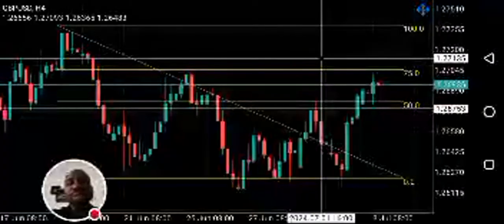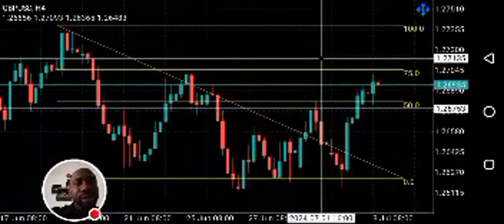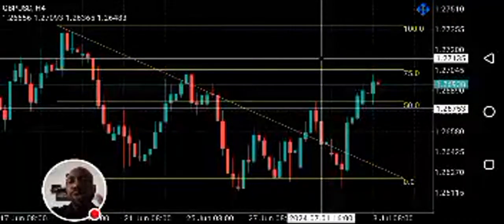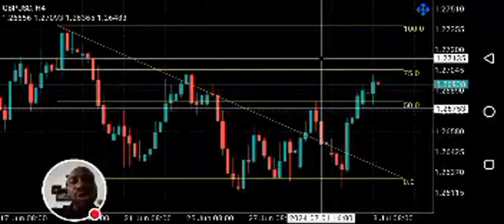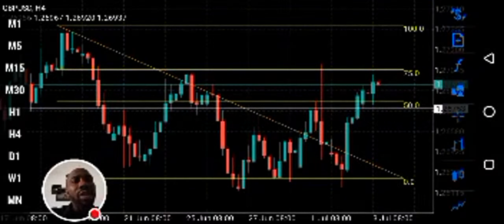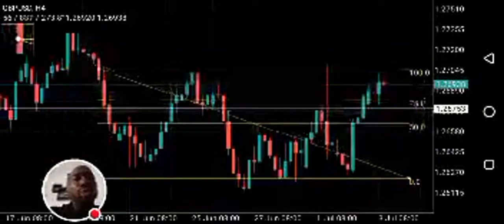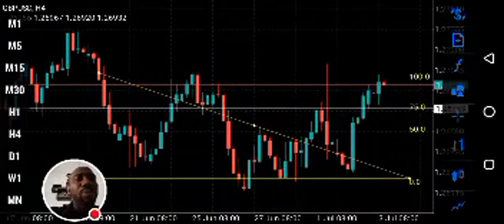It will be fundamentals, but technically GU is set for sell. This is not the right time to execute. You should wait for a shift in market structure before you execute a sell trade on GBP USD. If you apply your Fibonacci on this previous range, you would see that GBP USD is at a premium level right now.